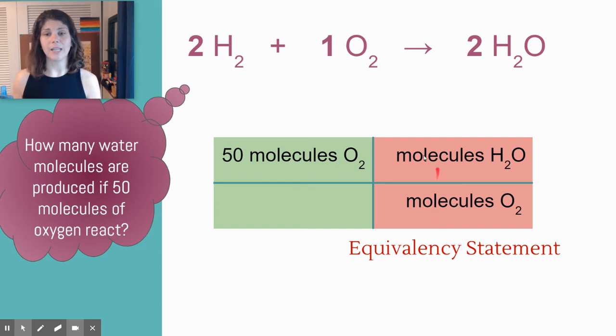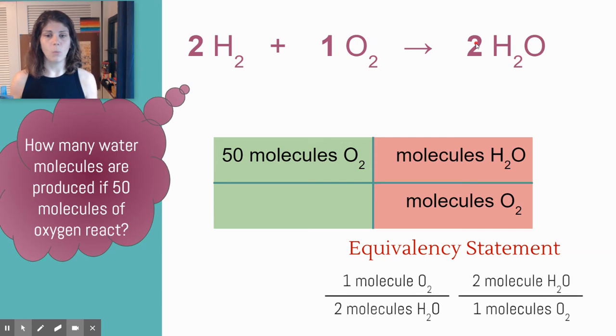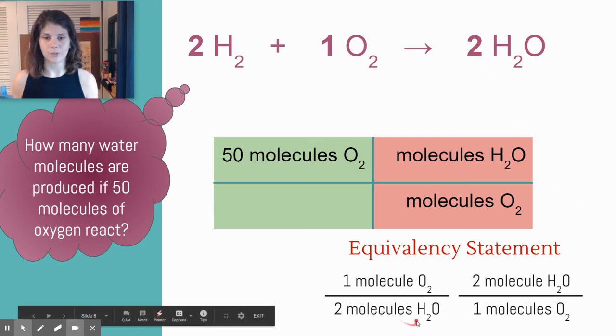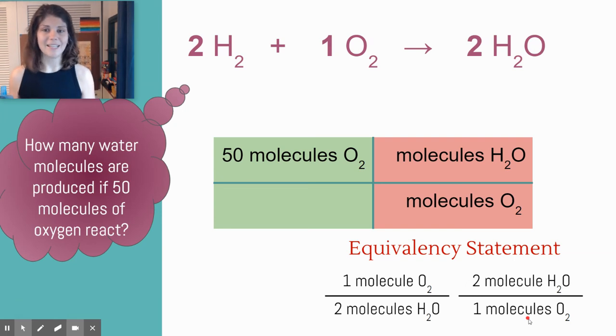What we need to know is the relationship between molecules of water and molecules of oxygen. We call this an equivalency statement, and we actually wrote the equivalency statement in our notes right above on the right side of the page. The relationship between molecules of oxygen and molecules of water. For every 1 molecule of oxygen, you're going to get 2 water molecules, which we wrote as 2 fractions. 1 molecule of oxygen for 2 molecules of water, 2 molecules of water for 1 molecule of oxygen. Remember, they're equal to each other. They mean the exact same thing.